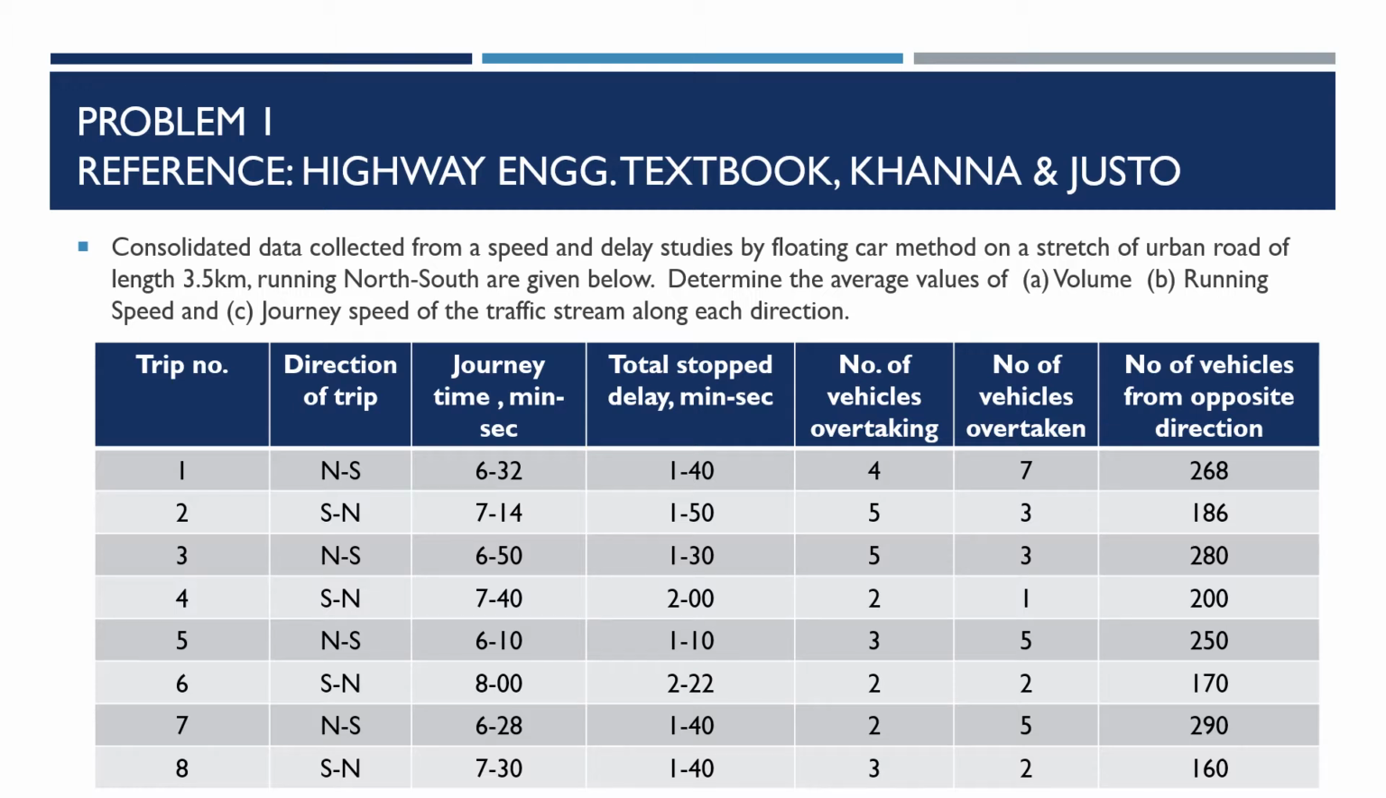So looks like a straightforward question. You have an urban road. The length of the stretch is given as 3.5 km and they say that it runs in the north-south direction. Alright, so direction is important because the floating car method always makes a round trip. So one round trip means there will be two trips. One is north to south and the other south to north. Alright, so trips. These are trip numbers.